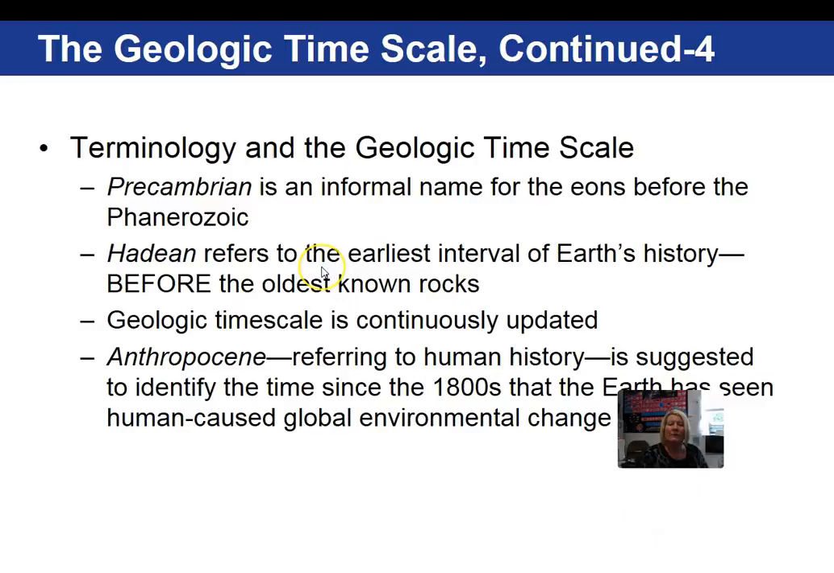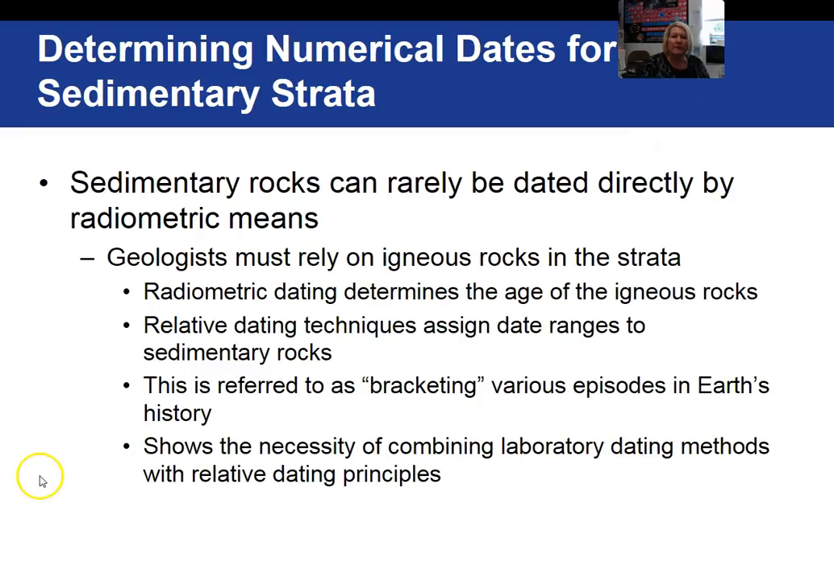The Hadean refers to the earliest interval of Earth history before the oldest known rocks. A new term has recently come about called the Anthropocene, and scientists are suggesting that this is the time since the 1800s where Earth has seen changes to its climate due to industrialization.